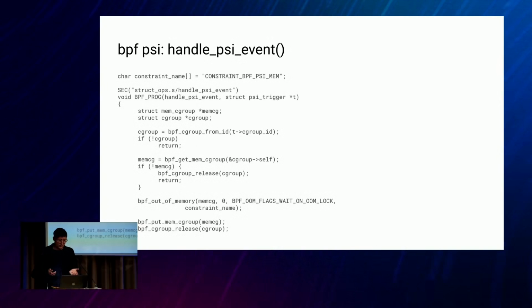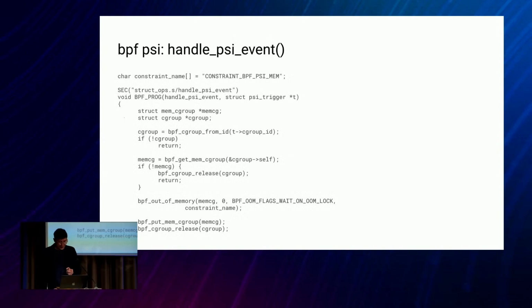So what can a PSI event handler do? In this case, it's very simple. It basically receives a pointer to the PSI trigger structure, and from it, it gets a pointer to a memory C group. And when it gets a pointer to a memory C group, it declares an out-of-memory state in this particular memory C group.